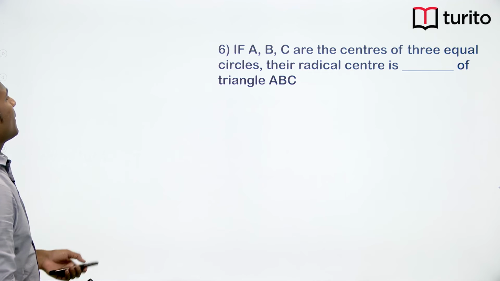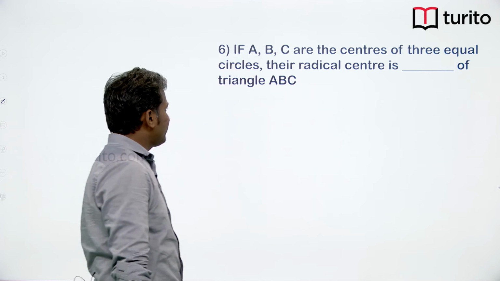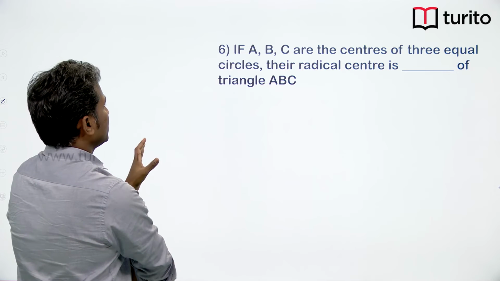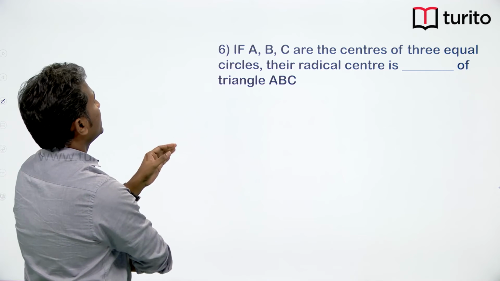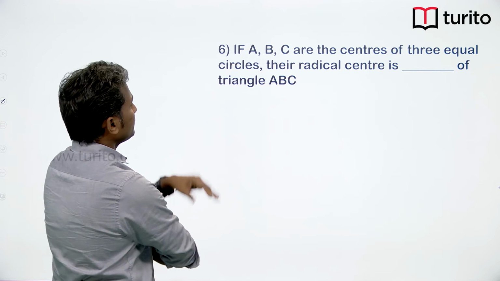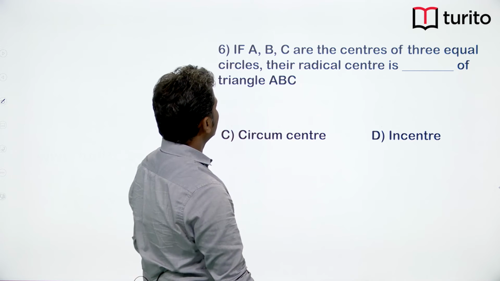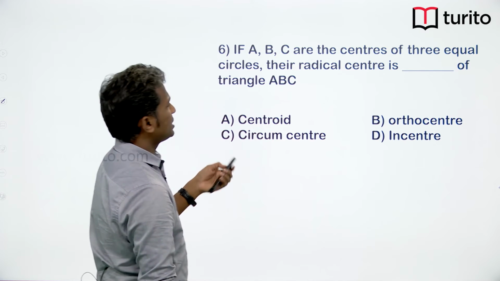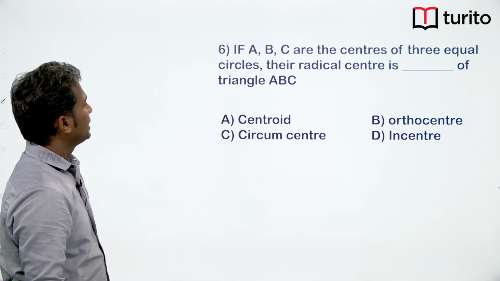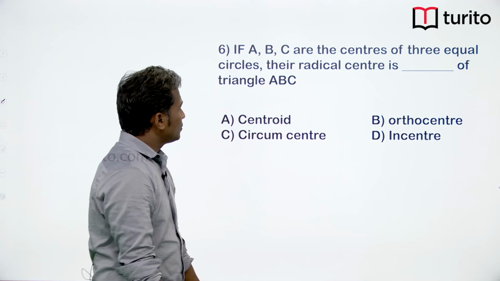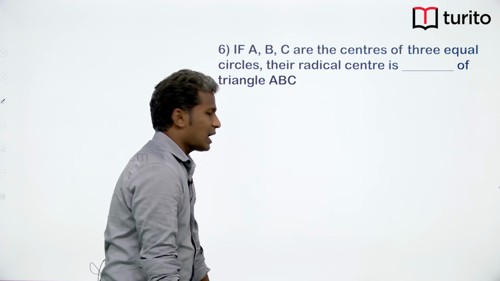So, here if ABC are centers of three equal circles, their radical center is dash of the triangle ABC. Okay. So, if we check the options, options are centroid, orthocenter, circumcenter, incenter. Okay. So, we will try to do this with a diagram.